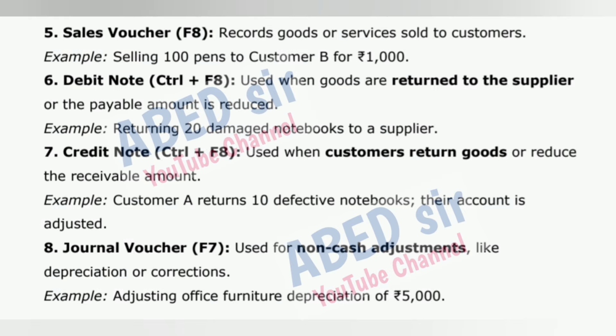6. Debit note, Control plus F8, used when goods are returned to the supplier or the payable amount is reduced. Example, returning 20 damaged notebooks to a supplier. 7. Credit note, Control plus F8, used when customers return goods or reduce the receivable amount. Example, customer A returns 10 defective notebooks, their account is adjusted. 8. Journal voucher, F7, used for non-cash adjustments, like depreciation or corrections. Example, adjusting office furniture depreciation of 5,000 rupees.